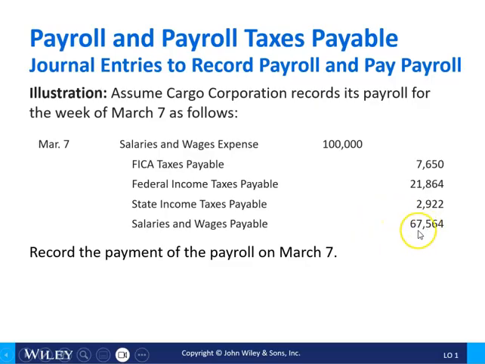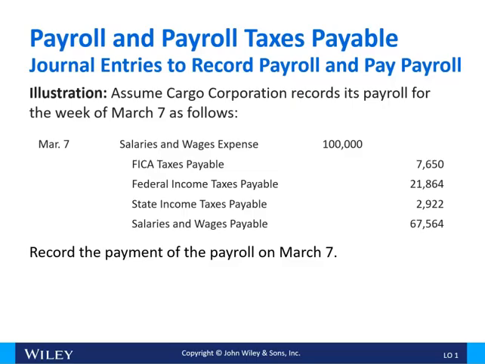The $67,564 salaries and wages payable is what's going to get paid to the employees. That's their gross pay of $100,000 less all of these liabilities that the company has that are withheld from the employee's pay.